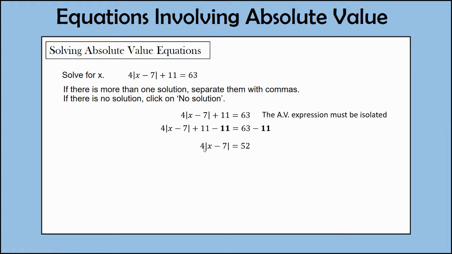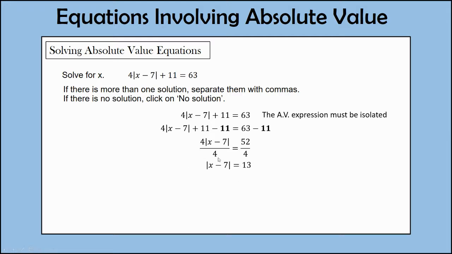Now I have 4 times the absolute value of x minus 7 equals 52. Now I want to get this absolute value of x minus 7 by itself. So how do we undo multiplying by 4? Well, the inverse of multiplying by 4 would be to divide both sides by 4. That 4 and that 4 will cancel. So I'll have the absolute value of x minus 7 on the left by itself equals 13. So we did all of this work to isolate the absolute value.